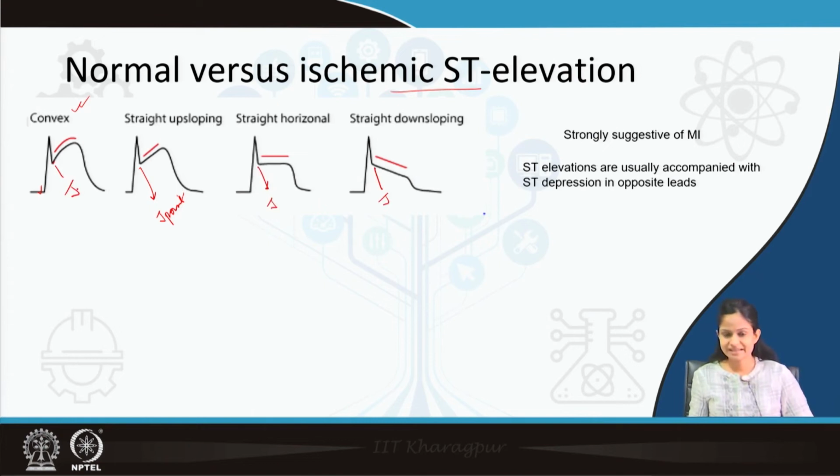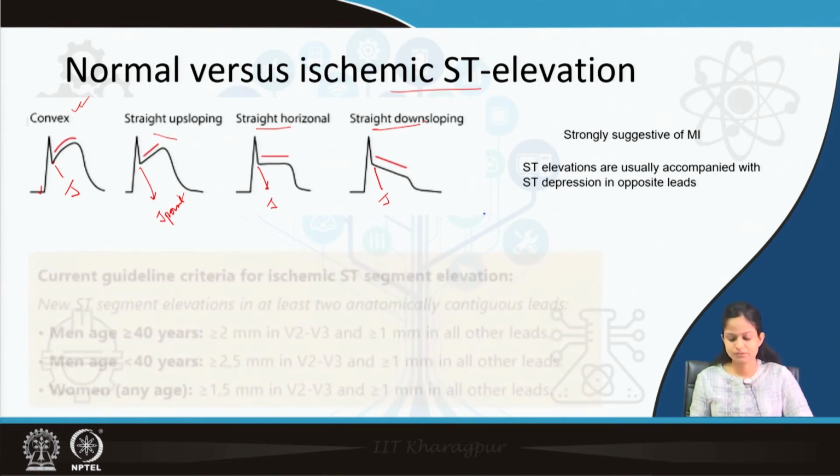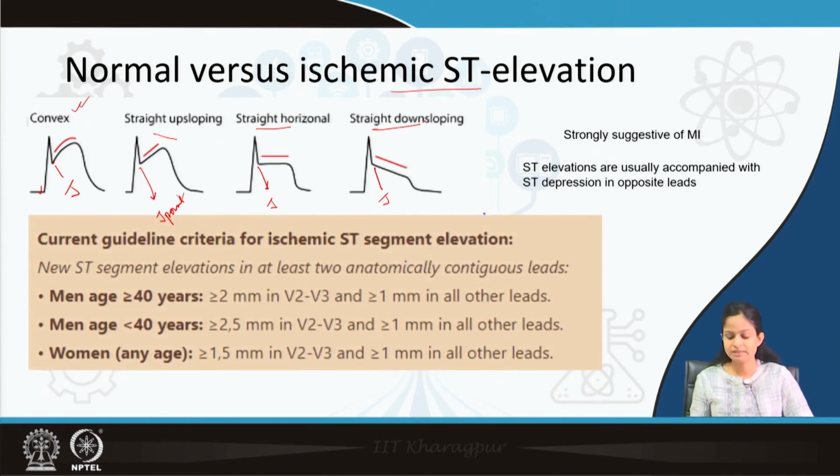So, we can see the ST elevations can be convex, straight, up sloping, horizontal, or down sloping. All are abnormal. ST elevation can be convex, it can be straight, up sloping, or down sloping, all are considered to be abnormal.